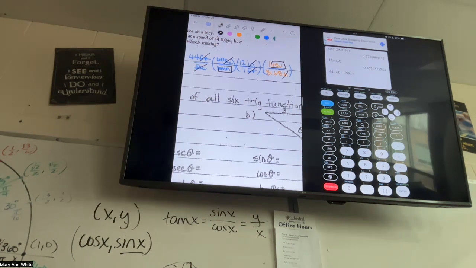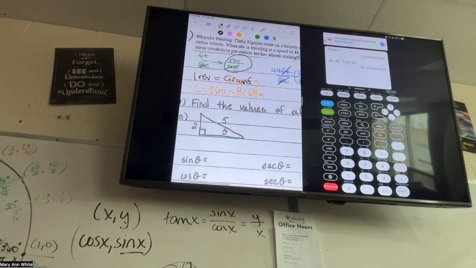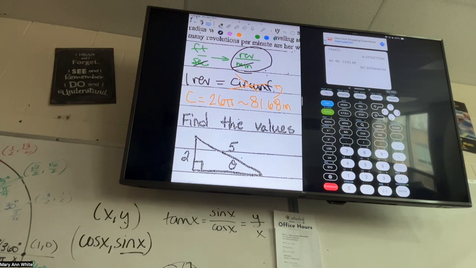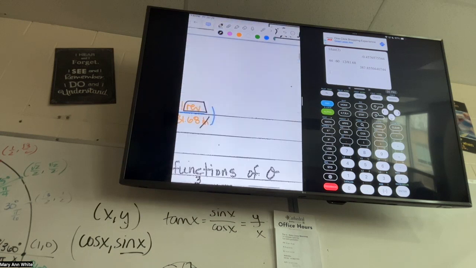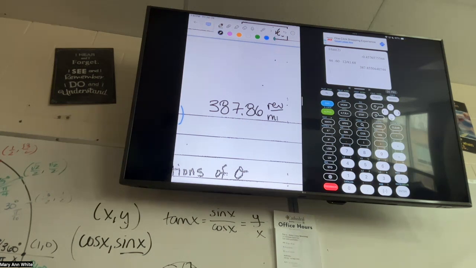What decimal place do you want to start? Let's go 2 places, like when we're doing trig stuff. You sure how you got 81.6 at the end? That was my circumference, 26 pi. And so that gives me the answer of 387.86 revs per minute. So that means that her bike tire is turning over 387 times in 1 minute. That's a lot. She's moving.